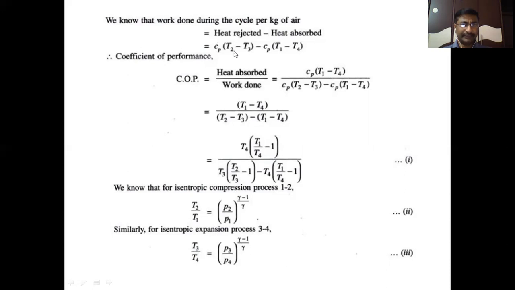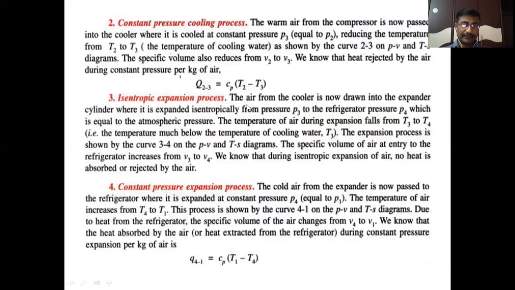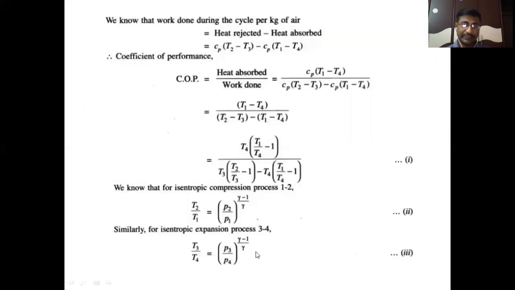Heat rejected is Cp into (T2 minus T3), minus heat absorbed, Cp into (T1 minus T4), already written in the previous slide. This is Cp into (T2 minus T3) minus Cp into (T1 minus T4), the net change in heat, the net heat transfer. Therefore, coefficient of performance COP, as we know the definition, is the ratio of heat extracted in the refrigerator divided by work done on the system.